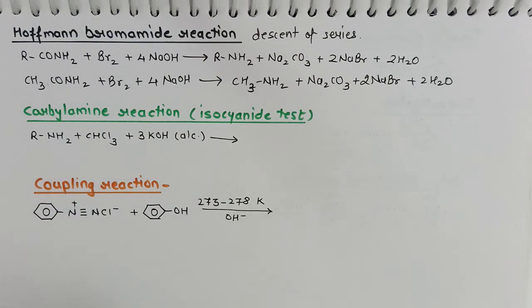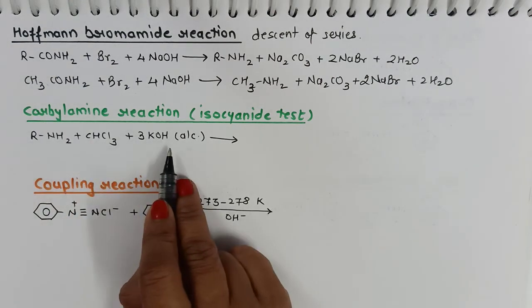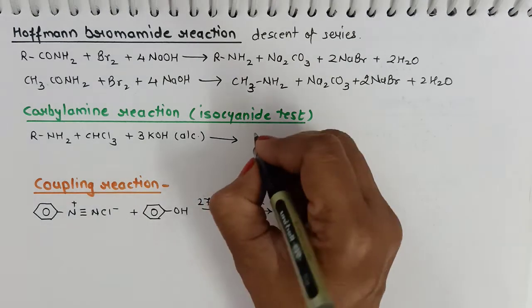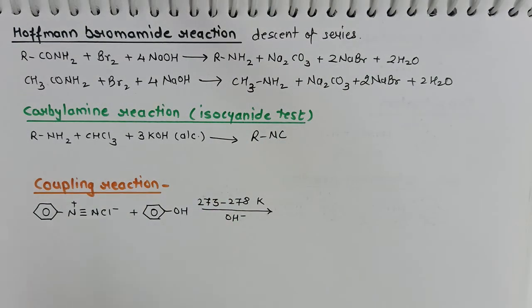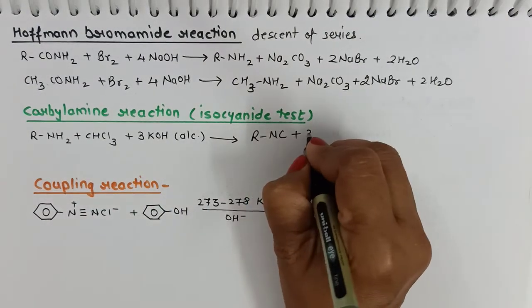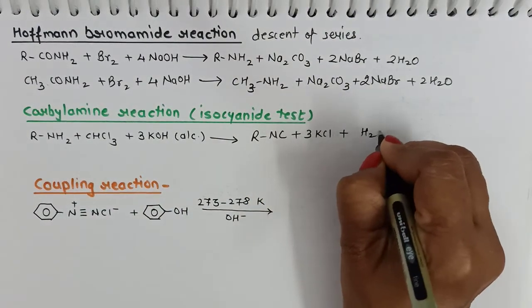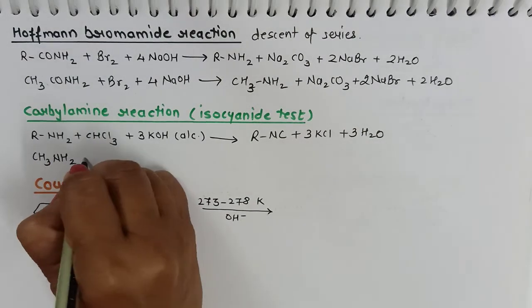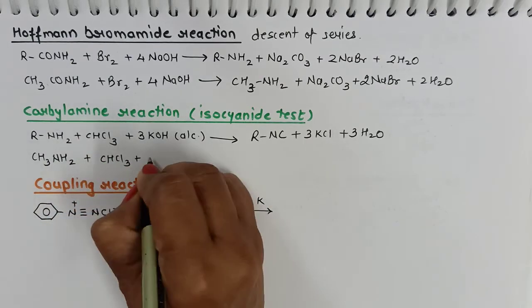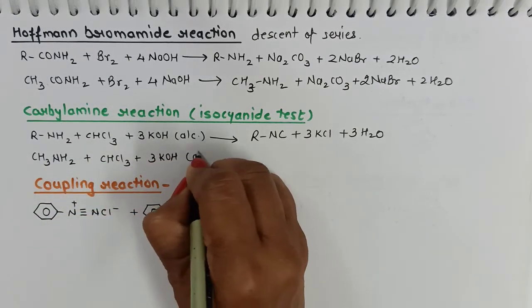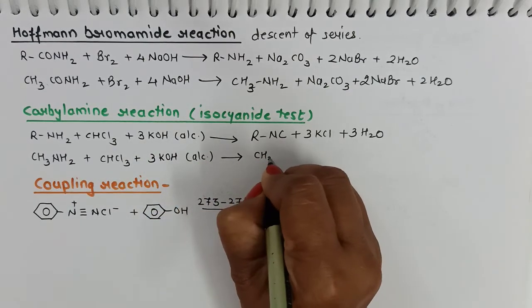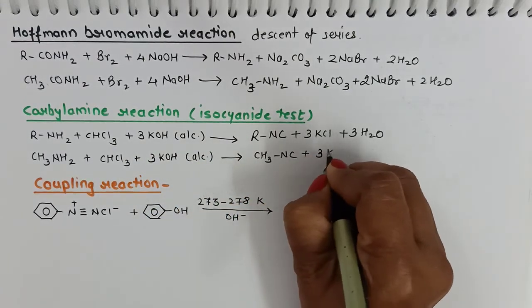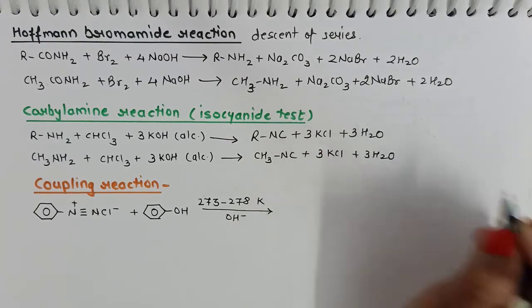Moving on to carbylamine reaction, it is also called as isocyanide test. It is basically applicable to 1 degree amine. Now 1 degree amine when treated with chloroform and alcoholic KOH will give isocyanide, which is a very foul smelling compound, along with the byproducts like potassium chloride and water. For example, methanamine, which is 1 degree amine, when treated with chloroform in presence of alcoholic KOH will give methyl isocyanide along with potassium chloride and H2O.